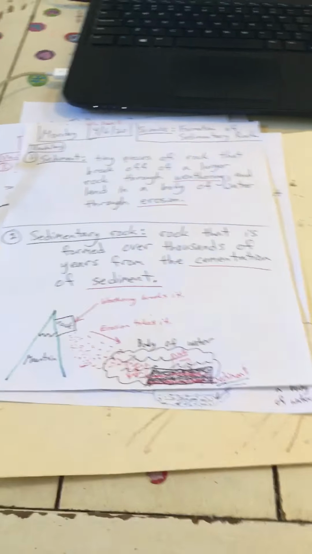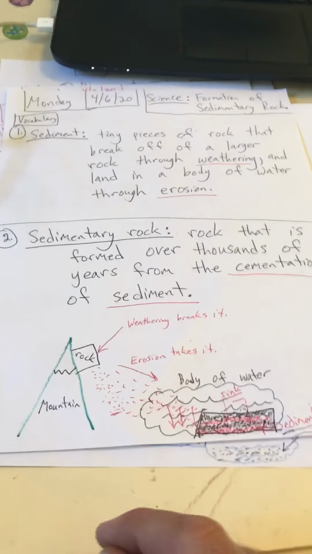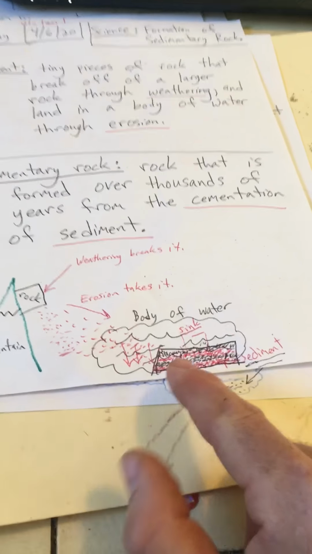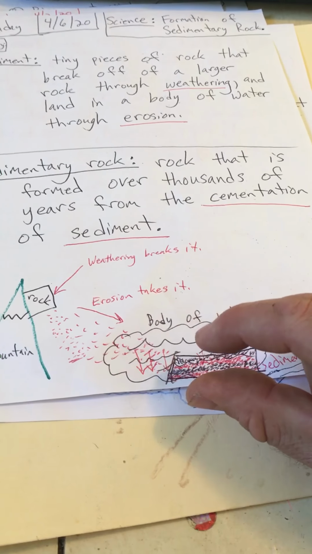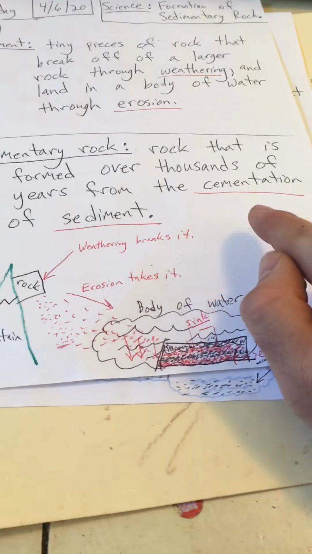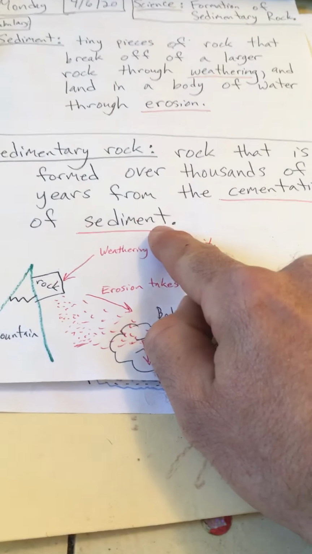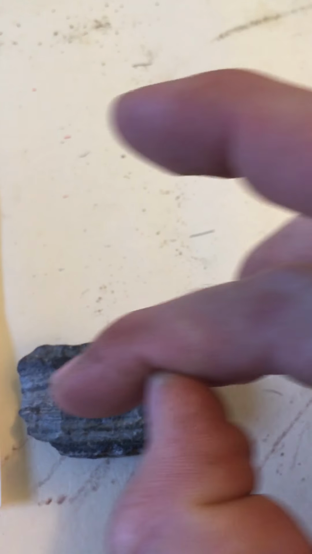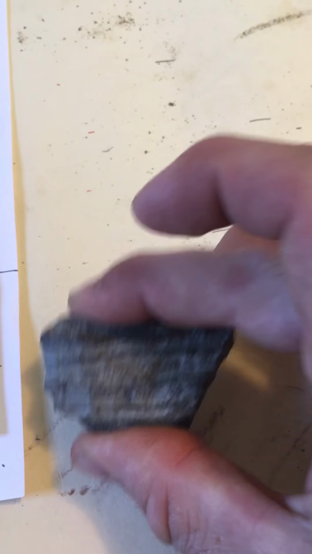Okay? So that's the first type of rock that we are learning about, is sedimentary rock. And it's formed at the bottom of a body of water over thousands of years through the cementation of sediment. And it all layers up and cements together, and that sediment now presses into this rock.